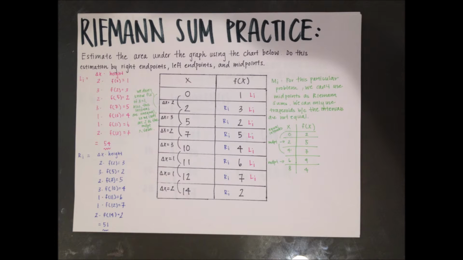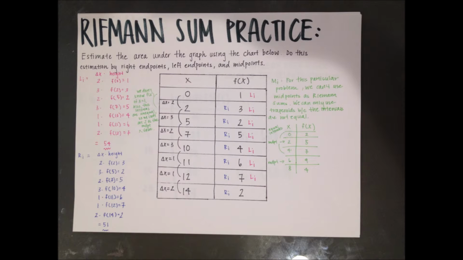In the table, I listed the delta x values, which are the differences between the x values, and I also listed the left-hand values and the right-hand values. Left-hand values start from the left side of the subinterval, so they are 1, 3, 2, 5, 4, 6, and 7, whereas right-hand values start from the right side of the subinterval, so they are 3, 2, 5, 4, 6, 7, 2.